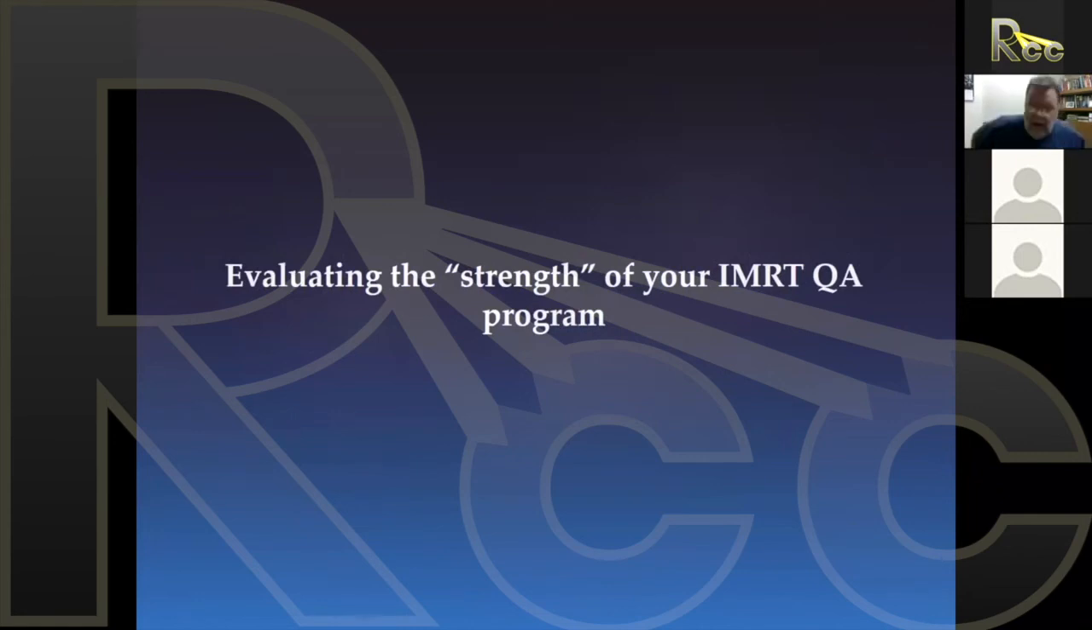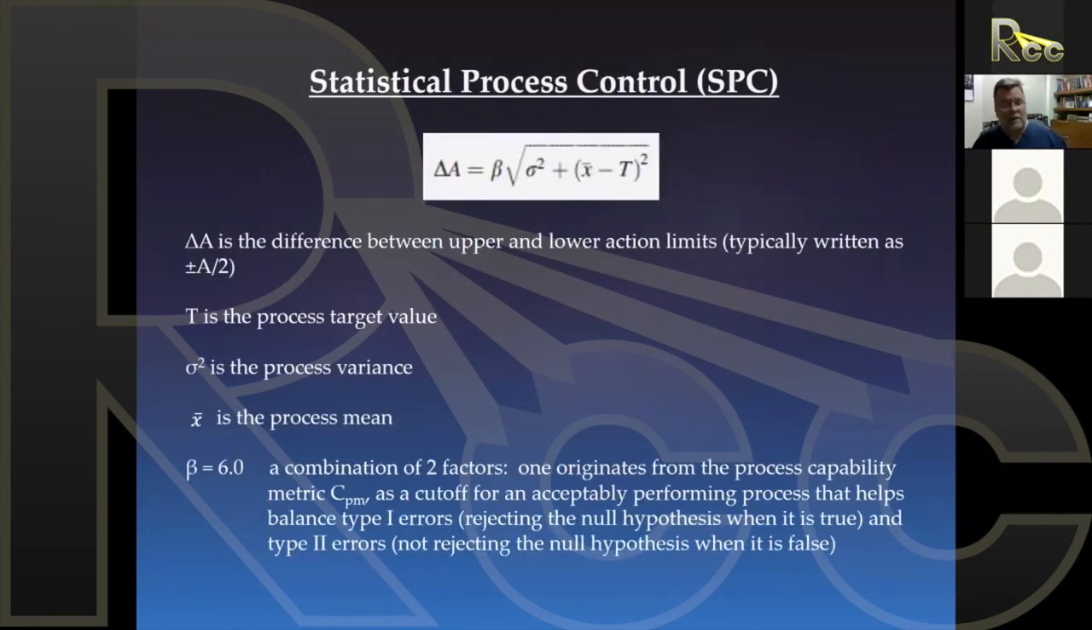Evaluating the strength of your IMRT QA program. I thought this was one of the more interesting things in TG 218. They've given us a statistical tool to allow us to see how we compare with universal limits, the acceptable limits that are thought to, by exceeding, cause harm to the patient. So they give us this nice equation where delta A is the difference between the upper and lower action limits. We have a target goal, a variance, a mean. We have a method to balance type 1 and type 2 statistical errors. And it utilizes an I chart.